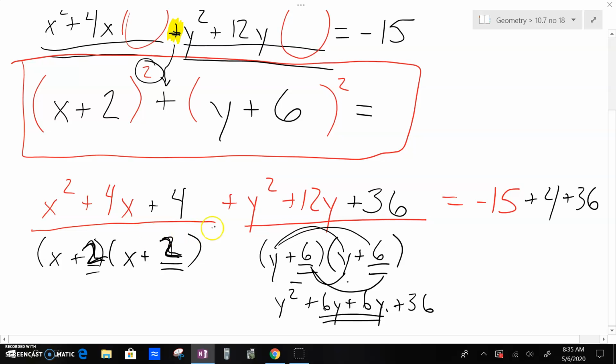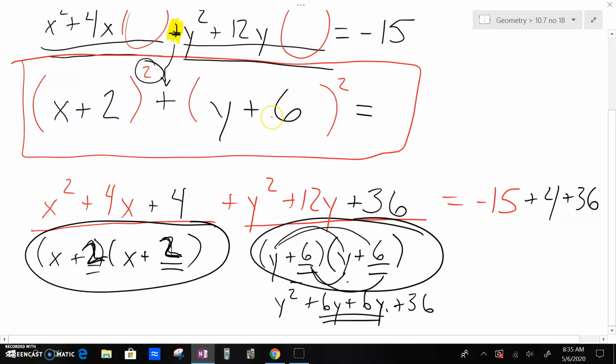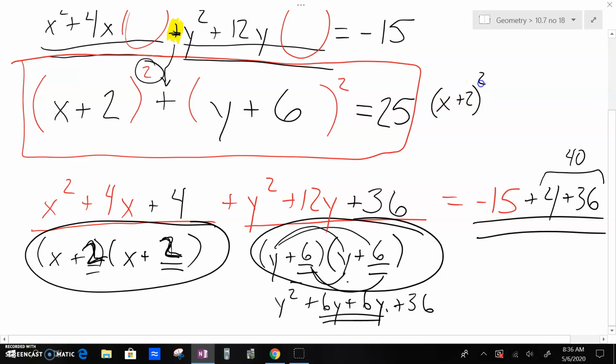So I've got x plus 2 squared, that's here. I've got y plus 6 squared, that's here, equals, and then on the other side, I no longer have a negative 15. I now have negative 15 plus 4 plus 36. Well, 4 and 36, that's a positive 40. Negative 15 and positive 40 is a 25. And if I clean that up a little bit, I've got x plus 2 squared, y plus 6 squared equals 5 squared, which is 25 is 5 squared.